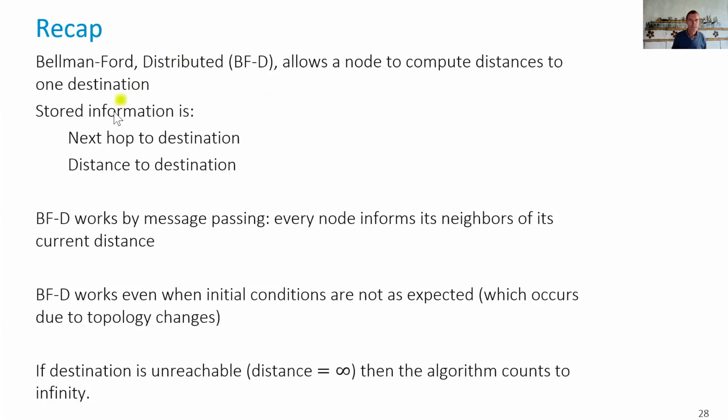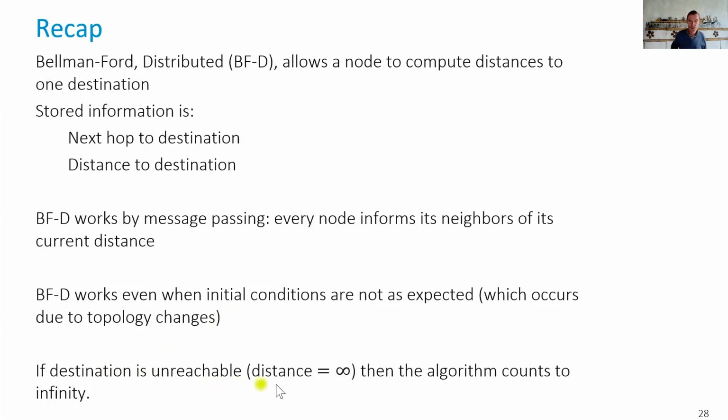So we have seen the theory that underlies distance vector routing. The distributed version of Bellman-Ford allows a node to compute distances to one destination by storing only the next hop and distance to destination here. And it works by message passing. Every node informs its neighbors of its current distance. And of course, as expected for a routing protocol, it is robust to initial conditions, and it does not need any reset, which means that it can continue to work asynchronously as desired in such a network.